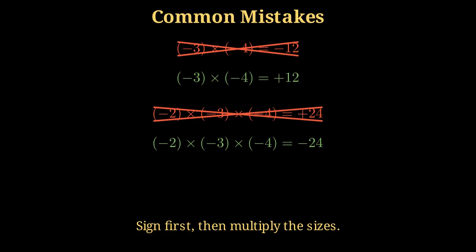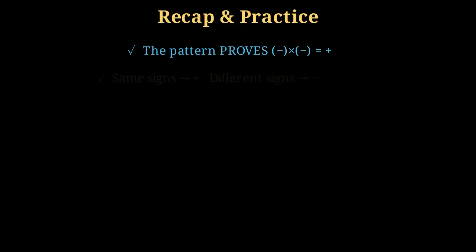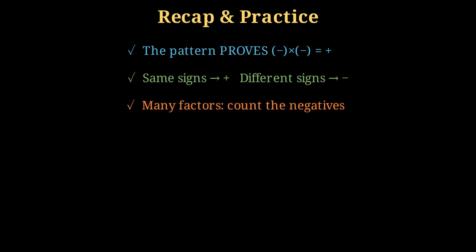Sign first, then multiply. Quick recap. You now own all 3 promises from the start. You saw why negative times negative is positive. The climbing pattern leaves no other option. The rules: same signs positive, different signs negative, multiply the sizes, then place the sign. And for 3 or more factors, an even count of negatives is positive, an odd count is negative.